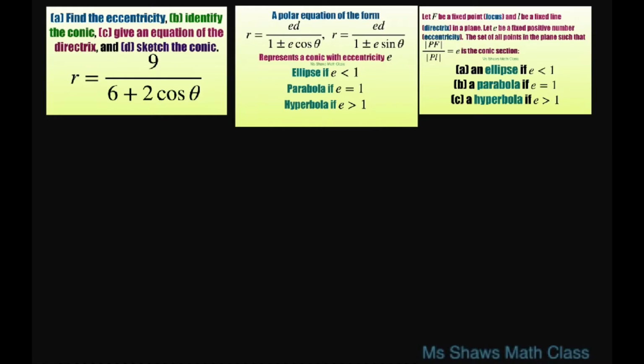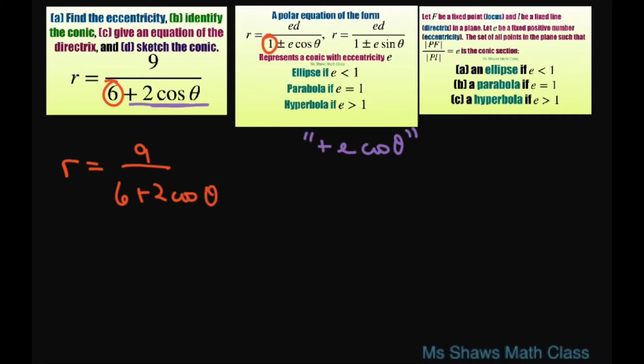It has this form here with cosine. It has a positive, so in the denominator we have plus e cosine of theta. The problem is we need a 1 here, and we have a 6. So we're going to fix that. We have r equals 9 divided by 6 plus 2 cosine of theta. Let's go ahead and multiply our numerator and our denominator by 1/6.